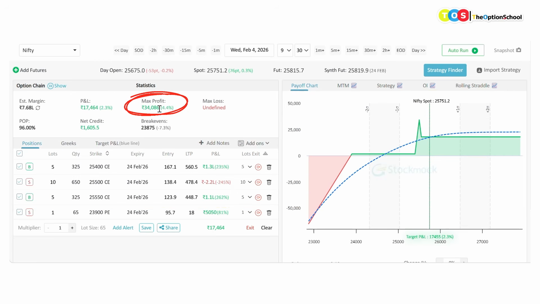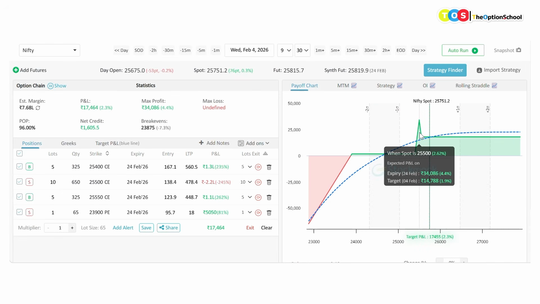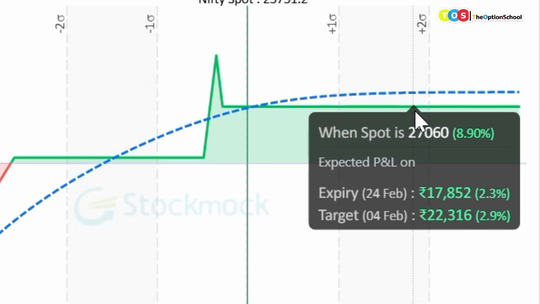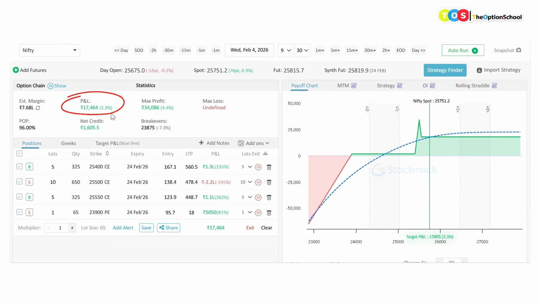Do not focus much on this max profit, because max profit is if the market exactly expires at this level, which is 25,500. On the first 3-4 days of the month, it is very difficult to predict whether the market will expire there or not. Now, what is my genuine profit? What is my realistic profit in this trade? I will say this line, which is 17,852. So I am already making 17,464. So I say the rational profit in this trade needs to be this 17,000-18,000 rupees only.